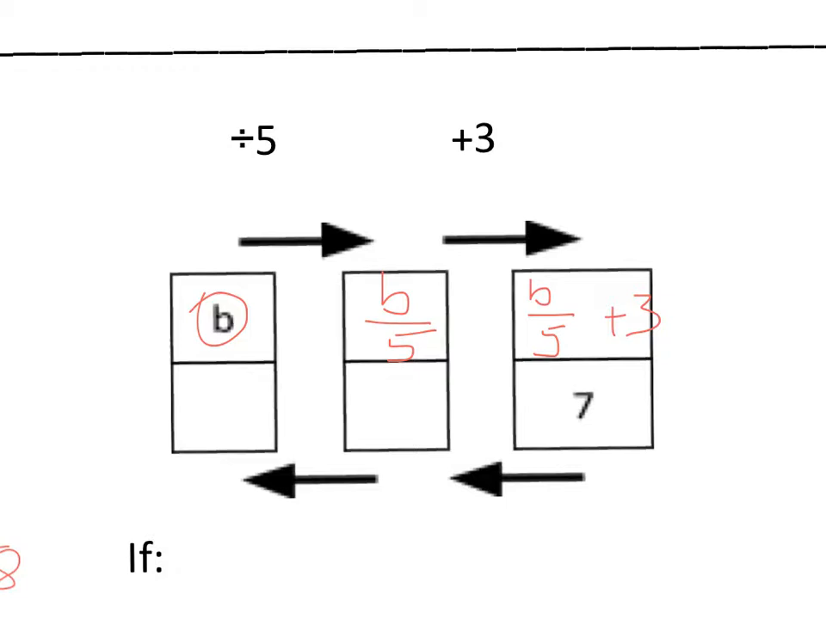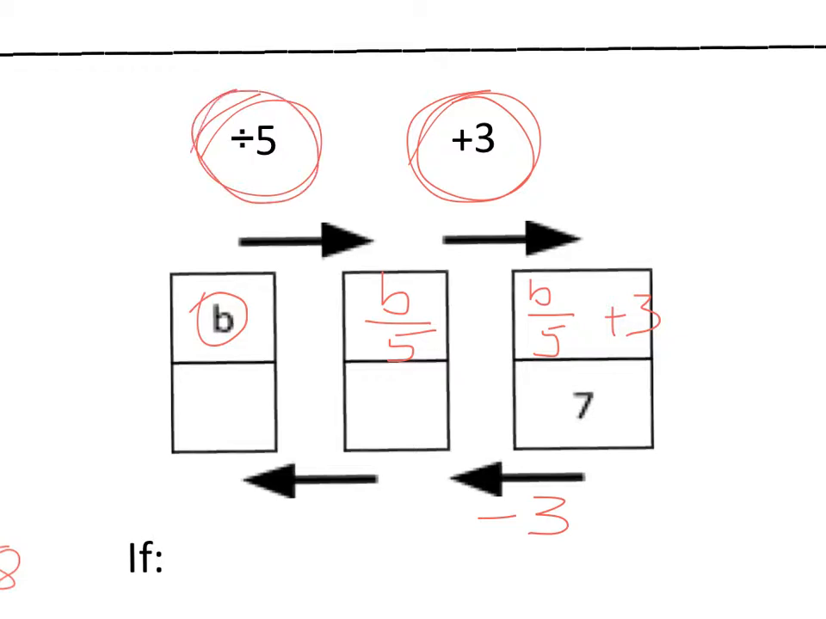So if B over 5 add 3 is equal to 7, we can now work out what B is by doing the inverse of these here. So let's plug them in. So the inverse of plus 3 is minus 3, and the inverse of divide by 5 is multiply by 5. Alright, all we've got to do now is follow the instructions. 7 minus 3 is 4, and 4 times 5 is 20.